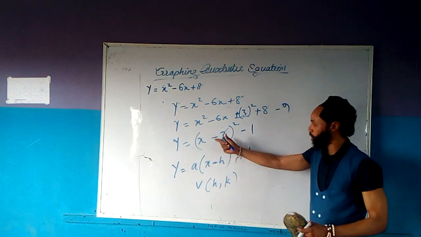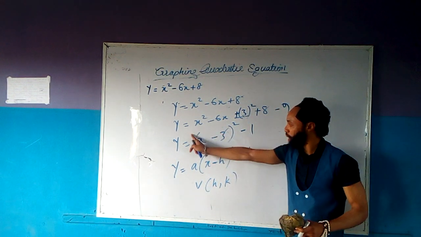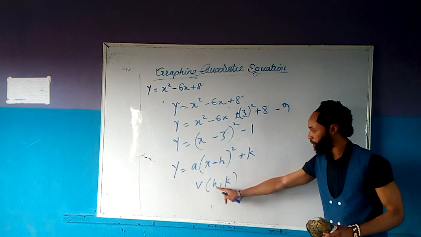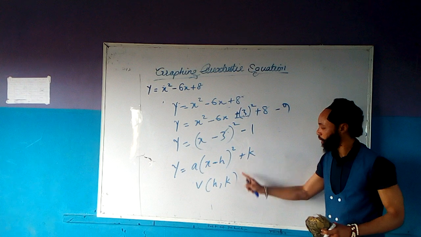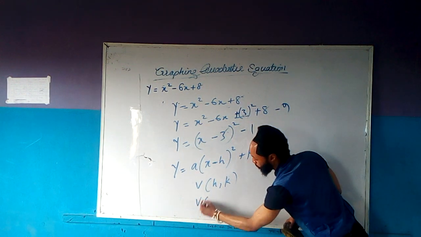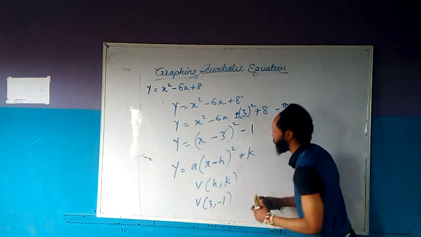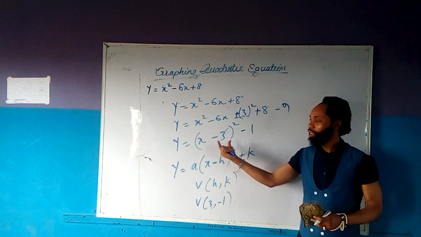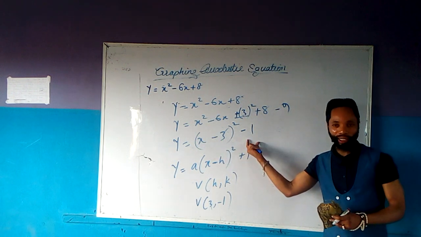In this case, we have x minus 3. If you set it equal to this form, a is 1, our h is 3, and our k stays the same, negative 1. So we got our vertex at (3, -1). Remember, the k does not change; you only change the sign for h.